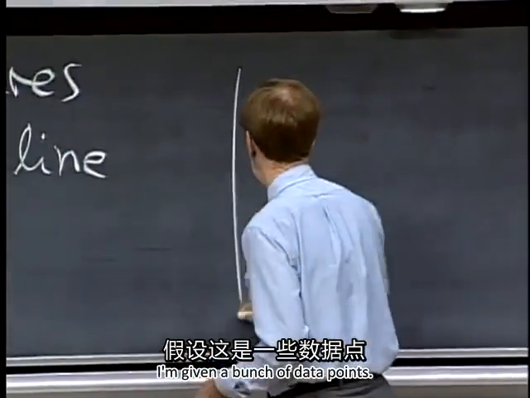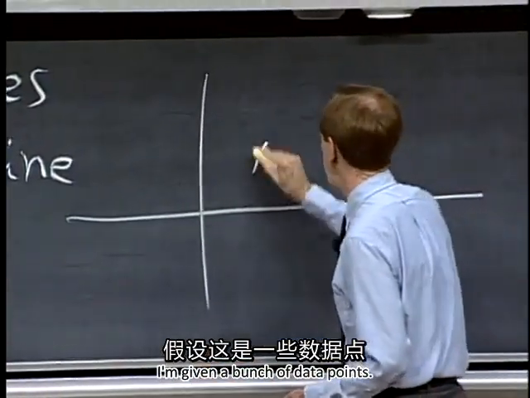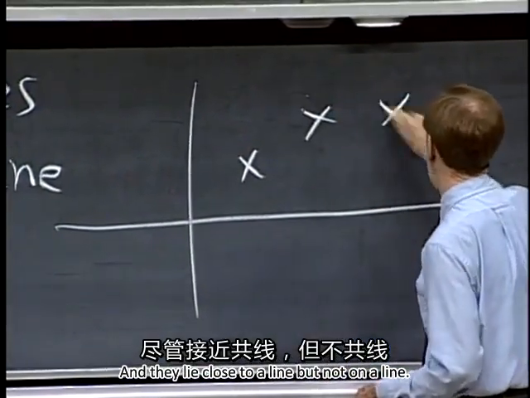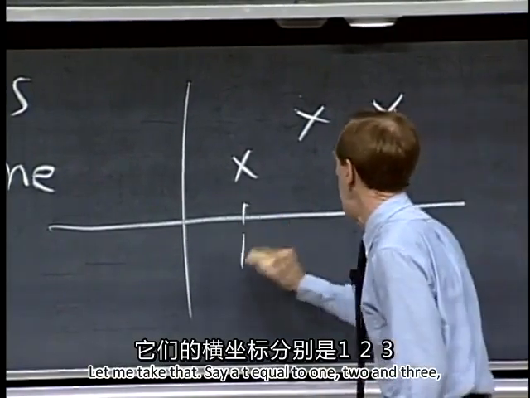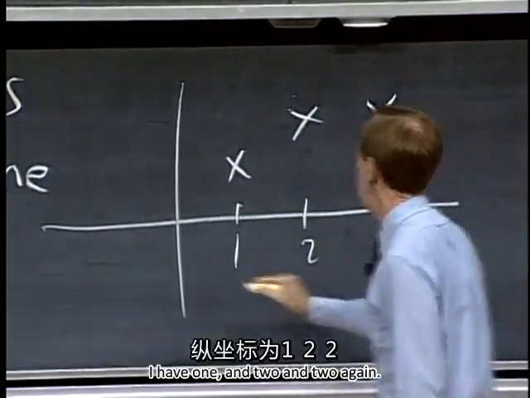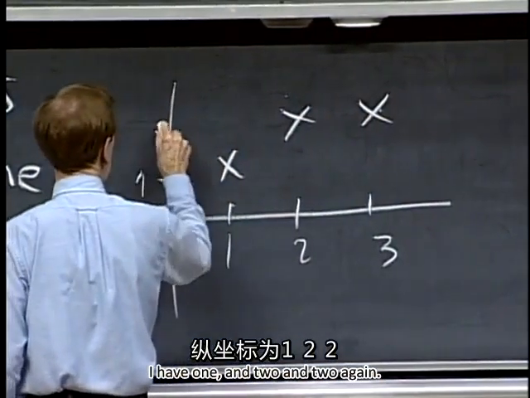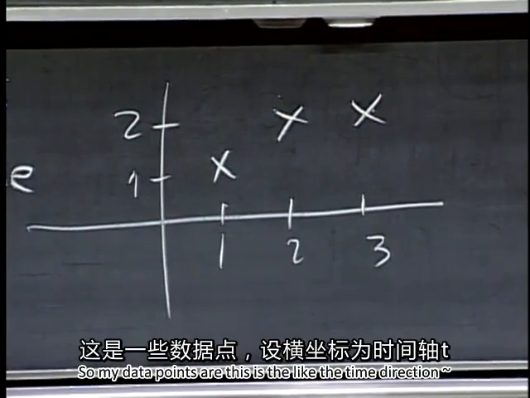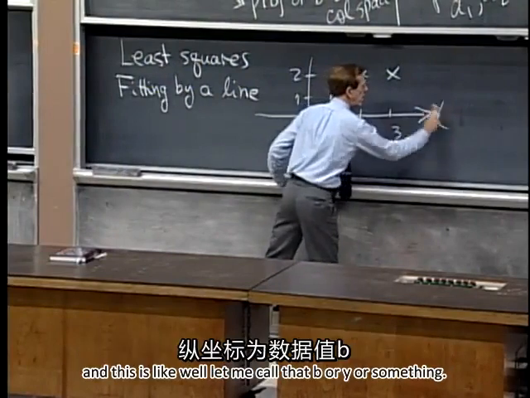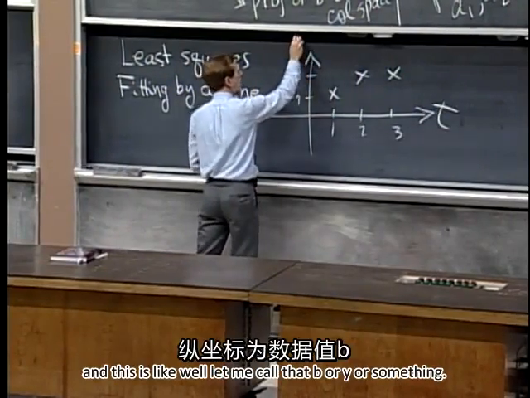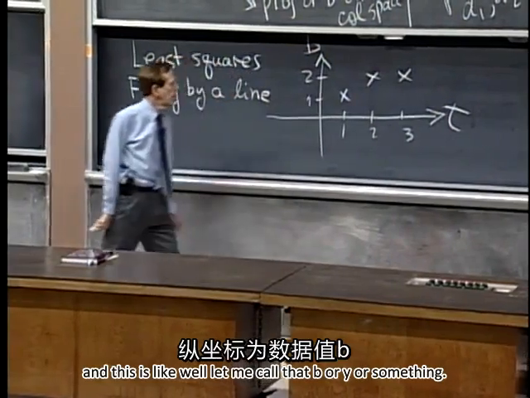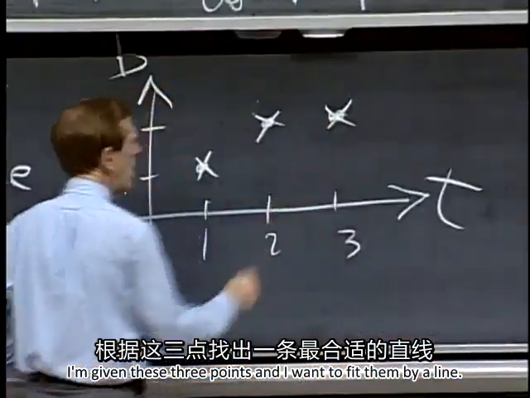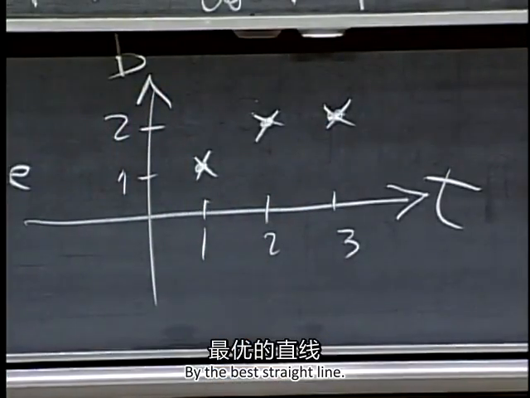I'm given a bunch of data points, and they lie close to a line, but not on a line. Say at t equal to 1, 2, and 3, I have 1 and 2 and 2 again. So my data points, this is like the time direction, and this is like, well, let me call that v or y or something. I'm given these 3 points, and I want to fit them by the best straight line.